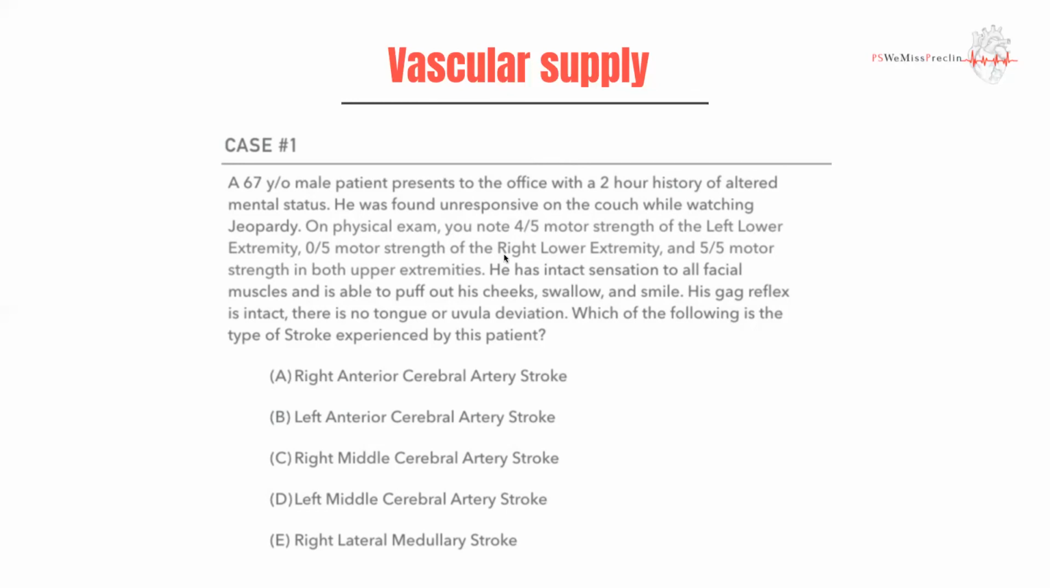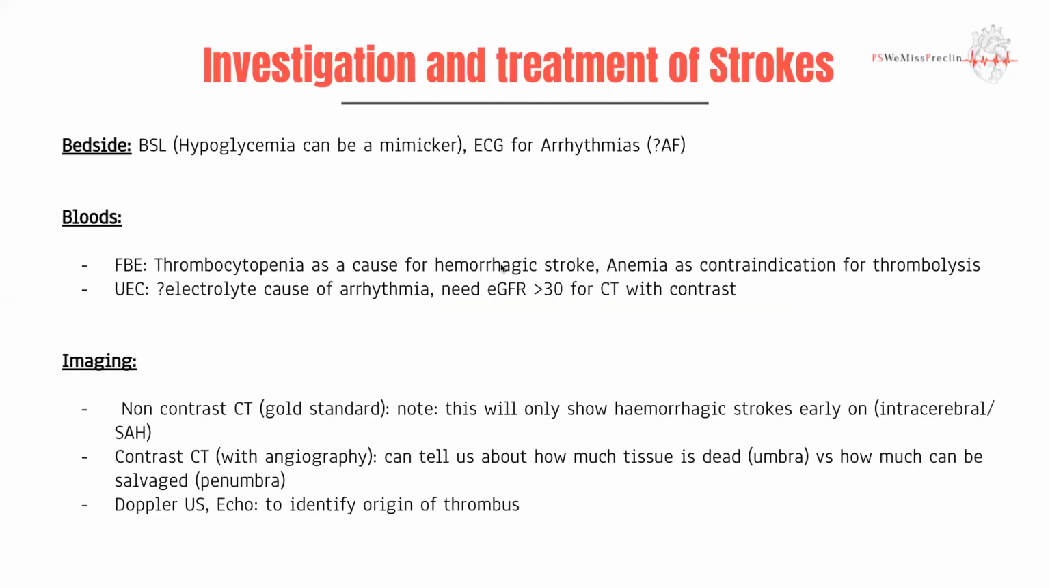So lower limb weakness on the right side. We know that he probably has stroked out the contralateral side. So it's going to be a left-sided stroke. And you know that the lower limbs are supplied by which part? This is where you'd be saying the ACA, or the anterior cerebral artery. So this is going to be a left ACA stroke. So how do we actually treat them?